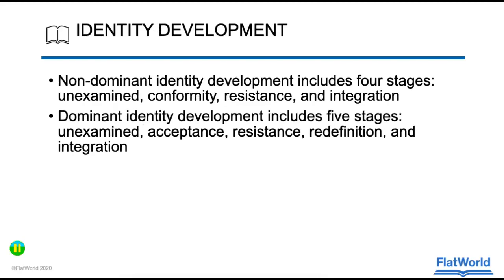All right, four stages of non-dominant development. You have unexamined, conformity, resistance, and integration. And the dominant identity development stages exist in five pieces: unexamined, accepted, resisted, redefined, and integrated.